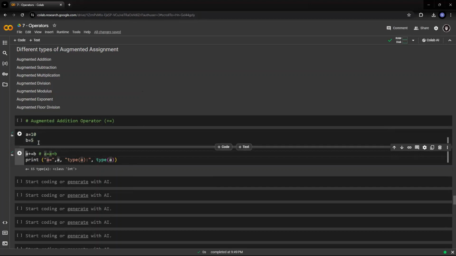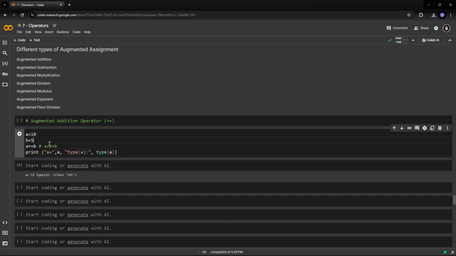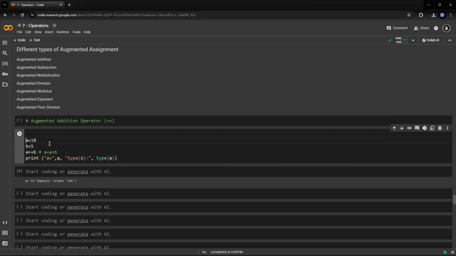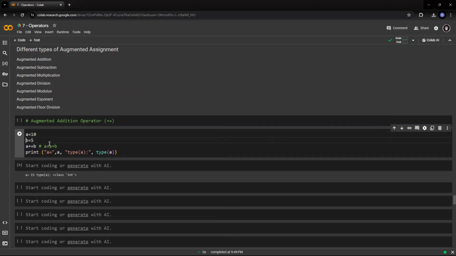Now this is augmented addition of an int and an int number. Both are int here. A is 10 and B is 5, which are integers.